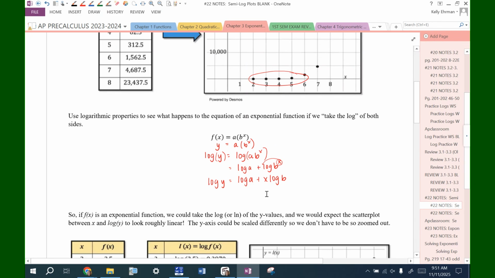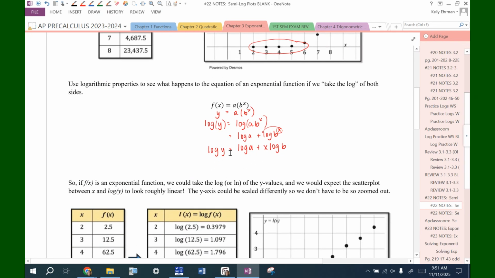And what did this do for us? It's kind of hard to look at this and see, okay, so how is this any better? What this shows me is that the log of the y values is equal to some sort of linear equation. I know this is linear because it just has an x to the first. The y-intercept is the log of a. And let me switch this around. Log of b is the slope multiplied by x to the first.